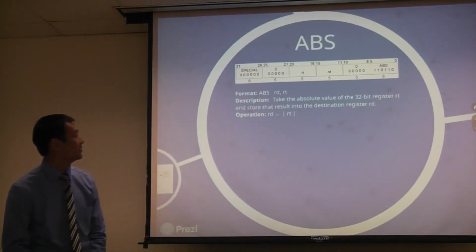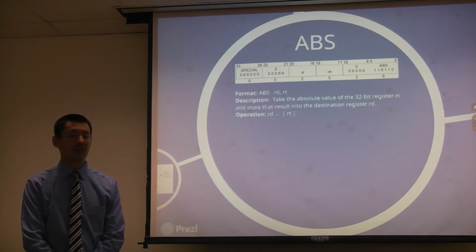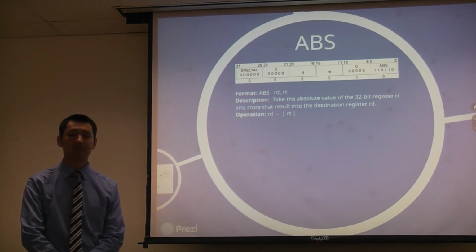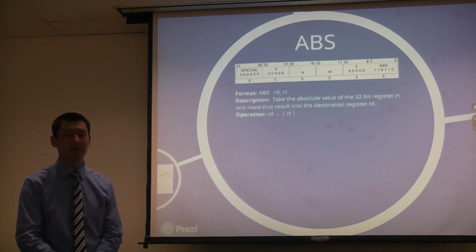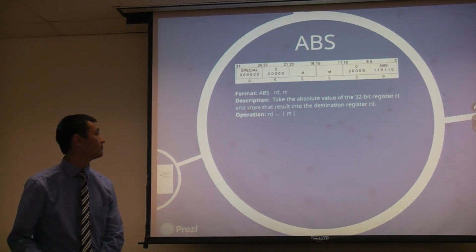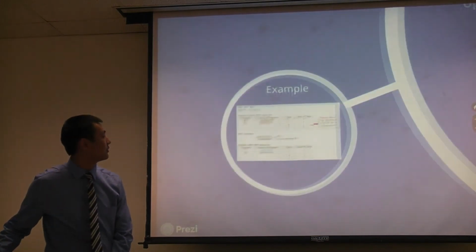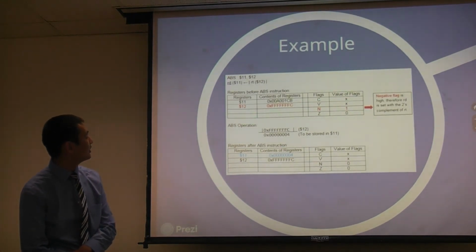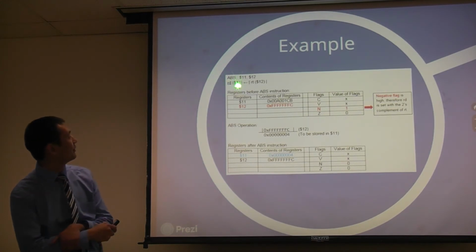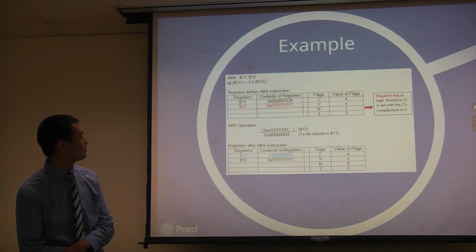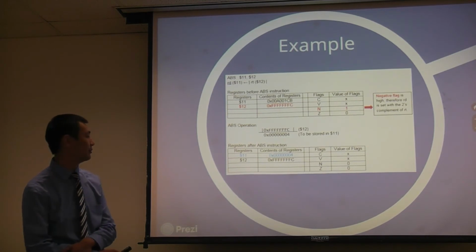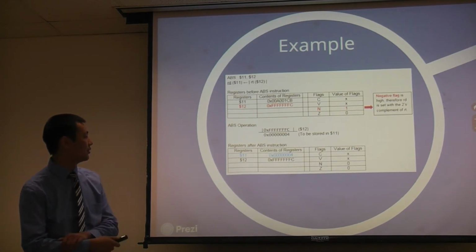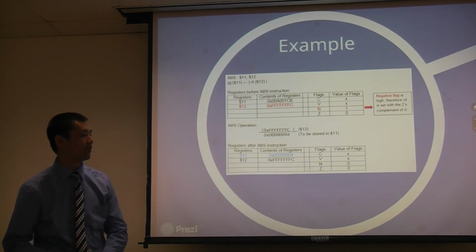Our last enhancement is the absolute instruction. Very simple. I guess it changes the sign of a negative number to a positive number. And here's an example. We have R12 as our operand and R11 as our destination. Basically, this -4 is in R12, and we will put into R11 +4.